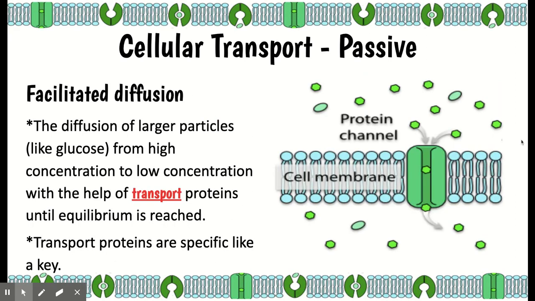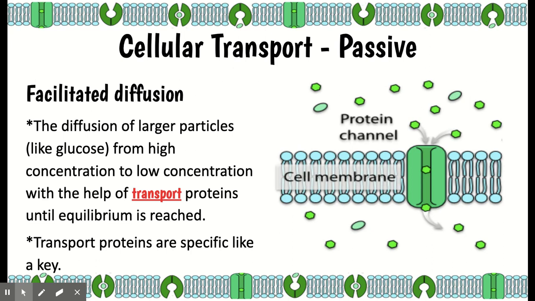All right, next we have facilitated diffusion. And this is just diffusion with a little bit of help. Sometimes we have particles that are just too big to go through the membrane. So this is where those proteins come in that we were talking about. They're called transport proteins because they're transporting things inside and outside the cell. They just make a little hallway through the cell membrane, and it lets things like glucose or sugar come in and out of the cell. It's very important because we need sugar for our cells to run.